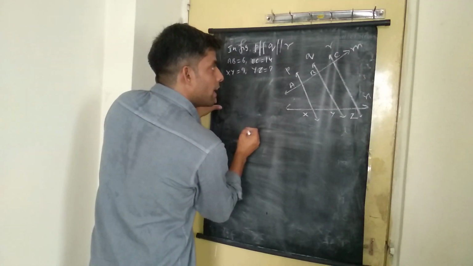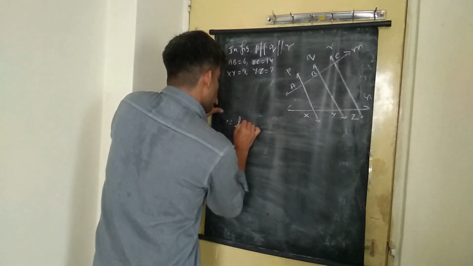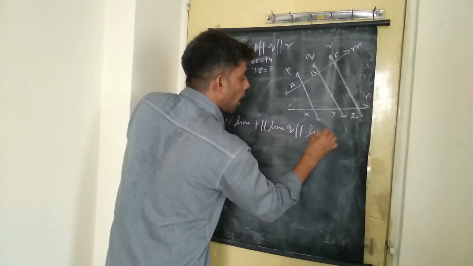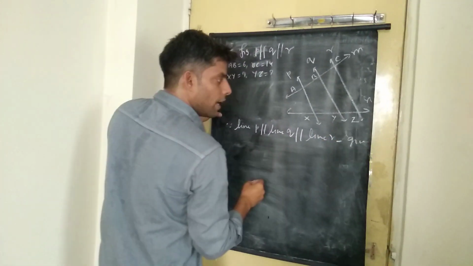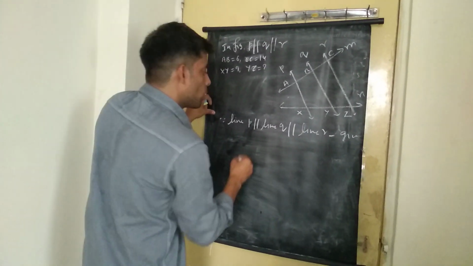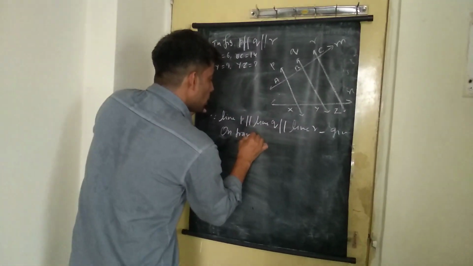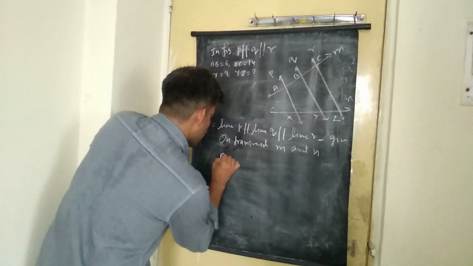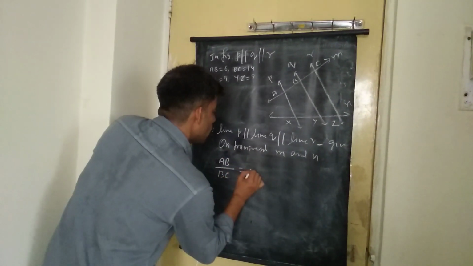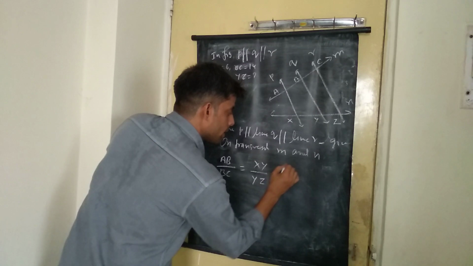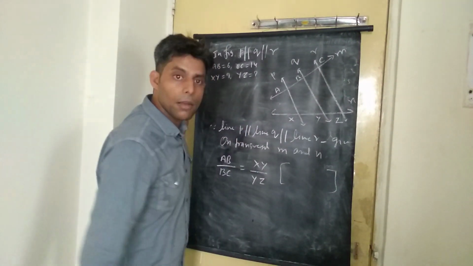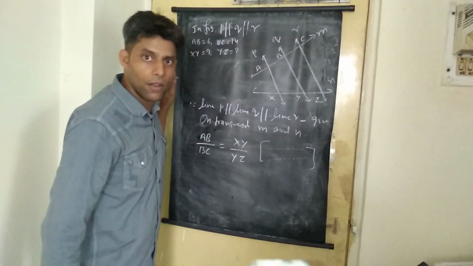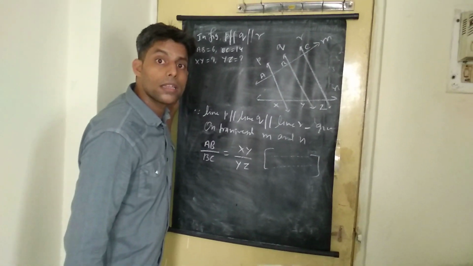Let's see the presentation. First we need to write, since line P is parallel to line Q parallel to line R, this very information is given to us. We do need to mention the transversals also. On transversals M and N, we get the ratio of intercepts as AB upon BC equals XY upon YZ. The bracket is there for you. What will come in the bracket? Very good. Intercepts made by three parallel lines.